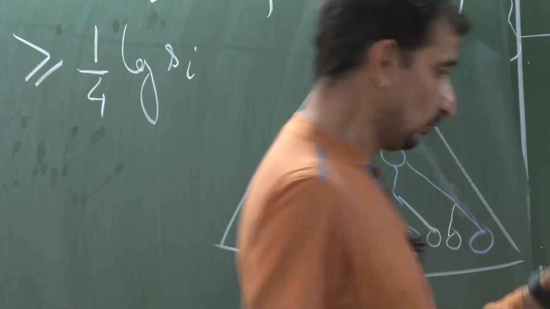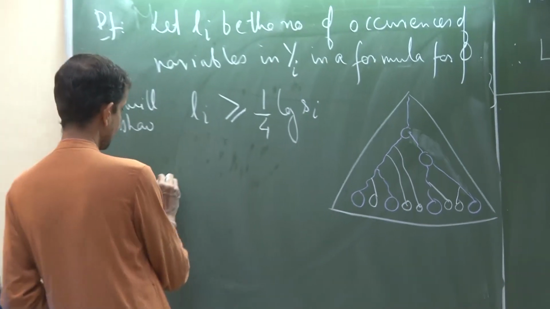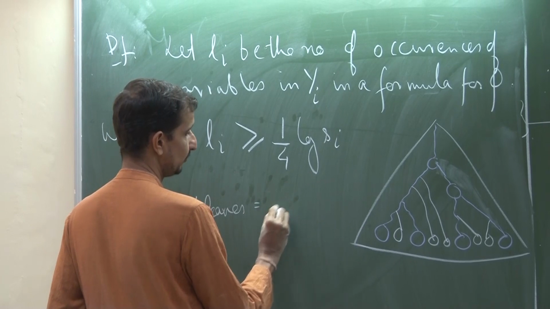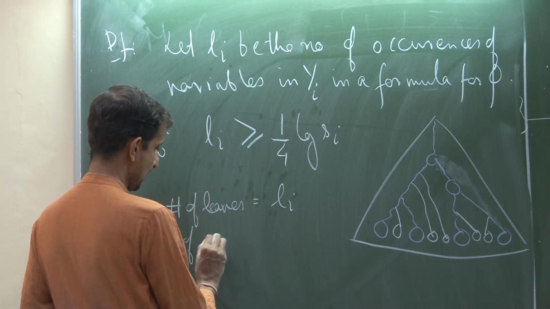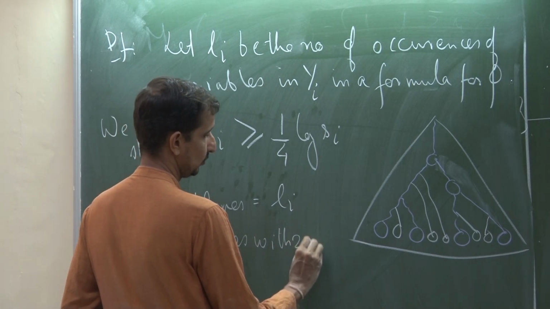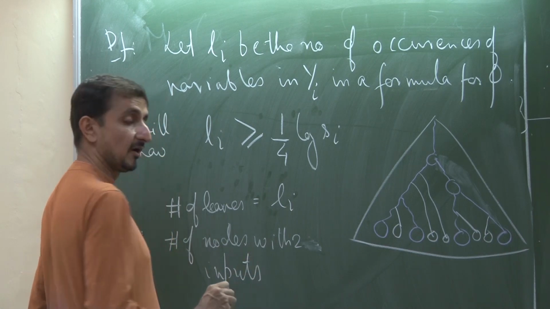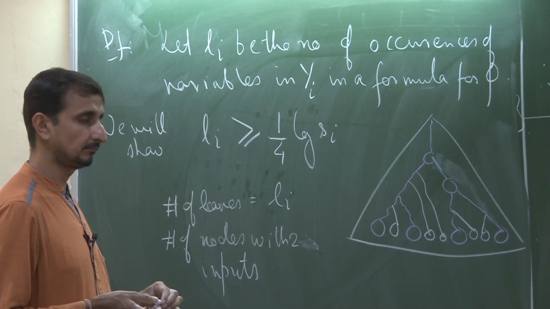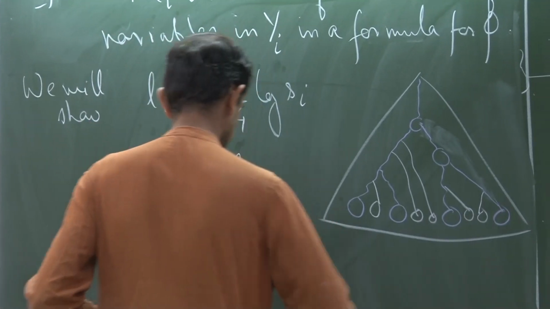Now, how many leaves are there? The number of leaves is equal to Li, and the number of nodes with 2 inputs will be how many? I am only considering the restriction. Let me just state this over here.